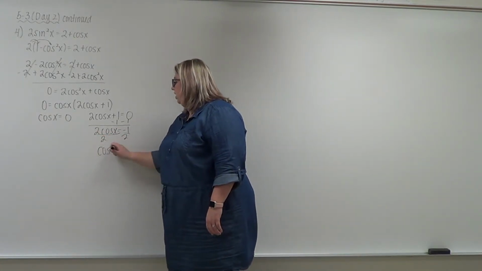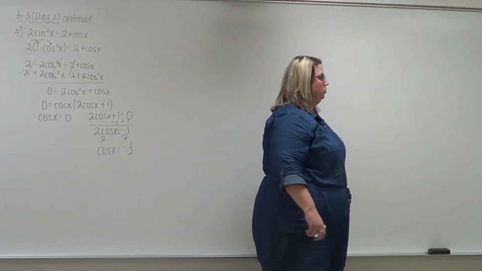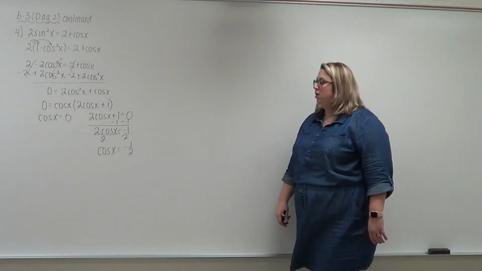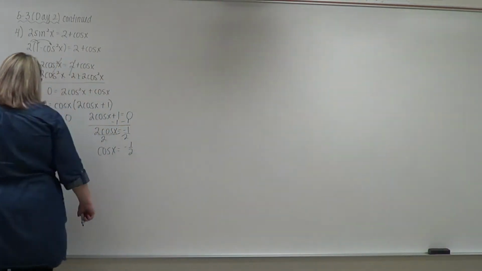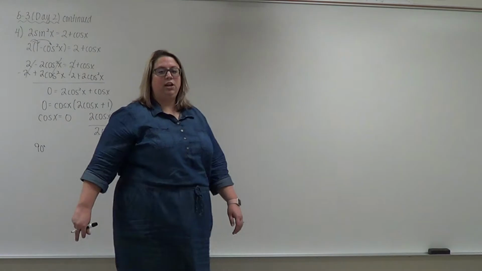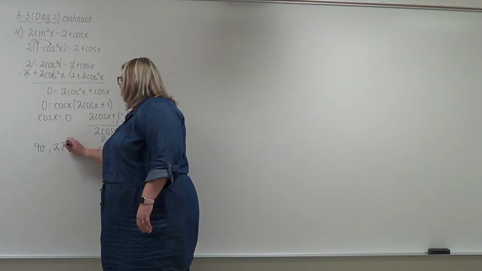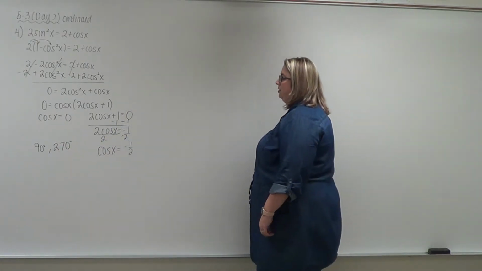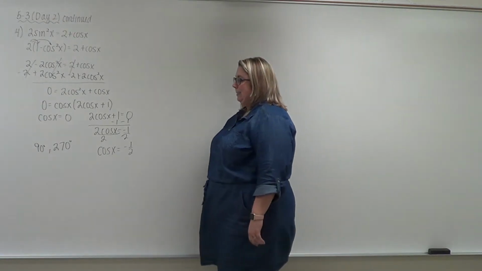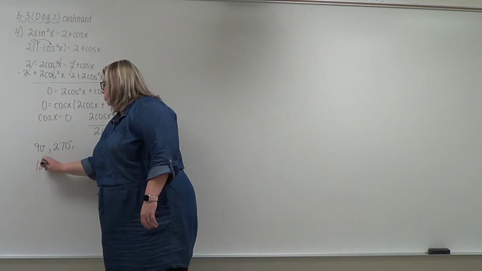Okay, so I want all of the answers where cosine is 0 and all the answers where cosine is negative a half. So where is cosine 0? Anybody know? Cosine's your x. At 90 degrees. 90 degrees, what else? 270. Okay, what about where cosine is negative a half? So where's your x negative a half? 240. 240, and what else? 120. 120.